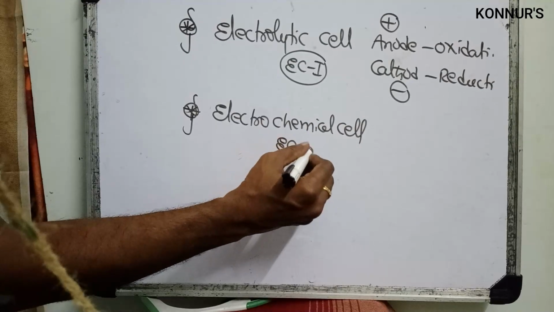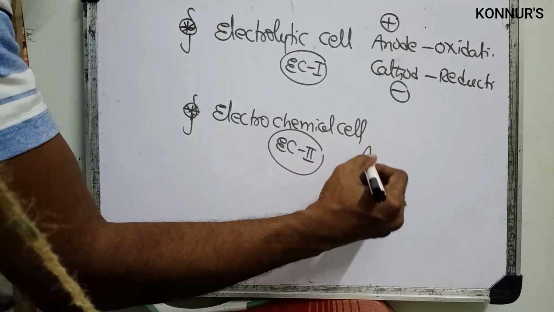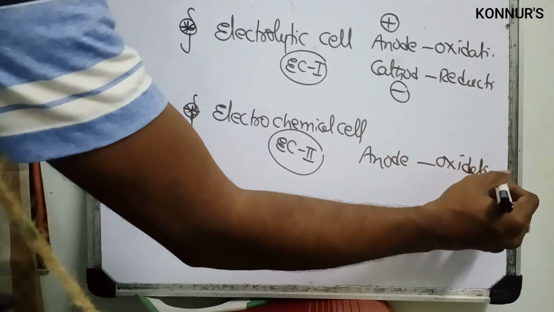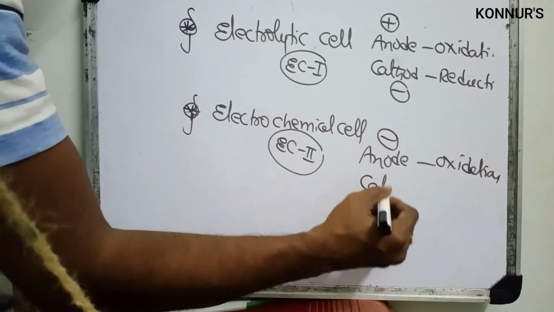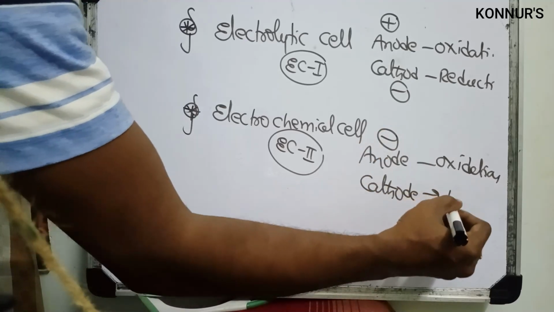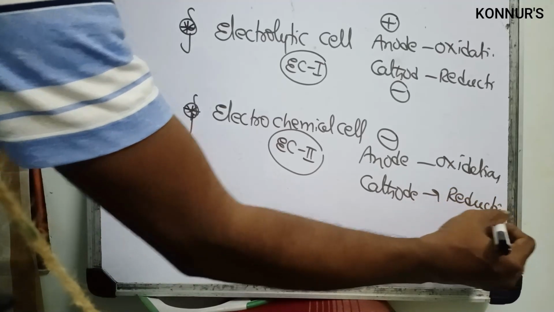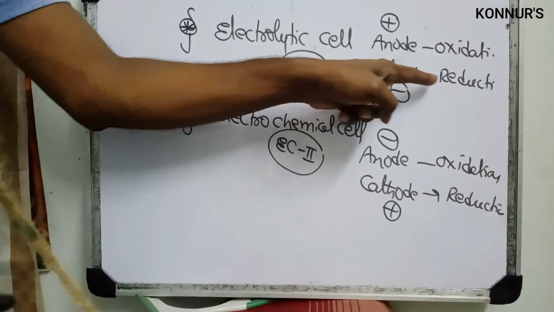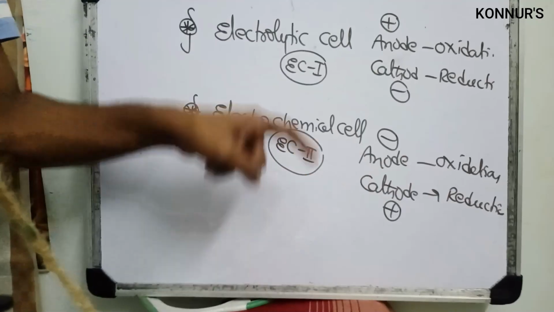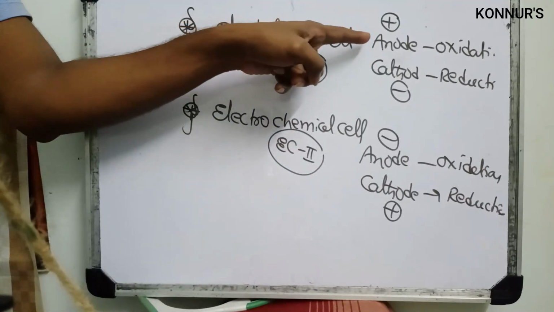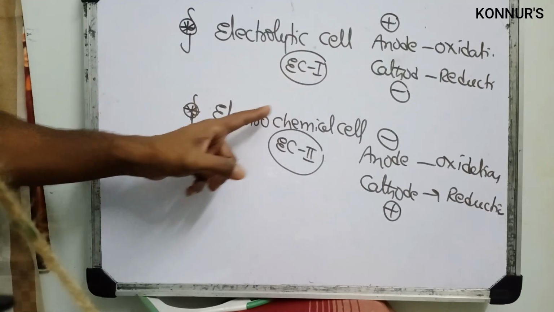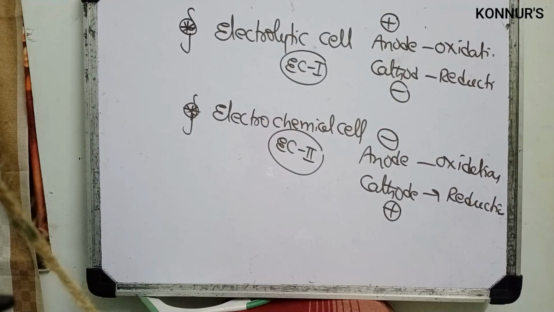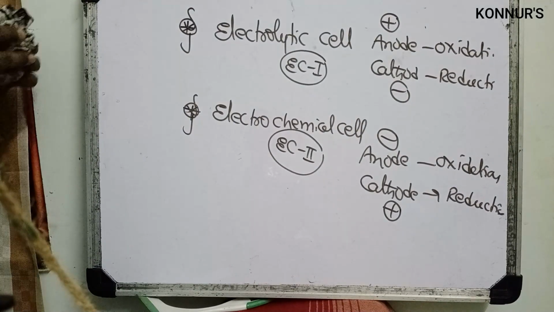The electrochemical cell we also call electrochemistry 2. Here at anode it is the same oxidation, but the sign is negative. Cathode is reduction, same, but the sign is positive. So anode oxidation, cathode reduction, only the sign changes. Electrolytic cell: anode is positive, cathode negative. Electrochemical cell: anode is negative, cathode is positive. That is very very important in the entrance exam.